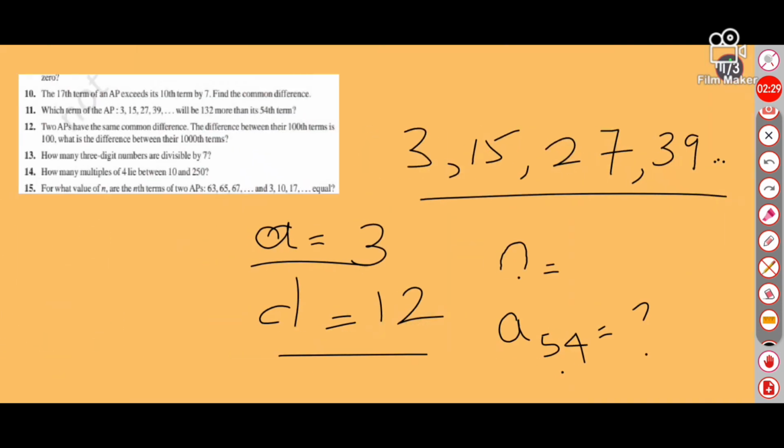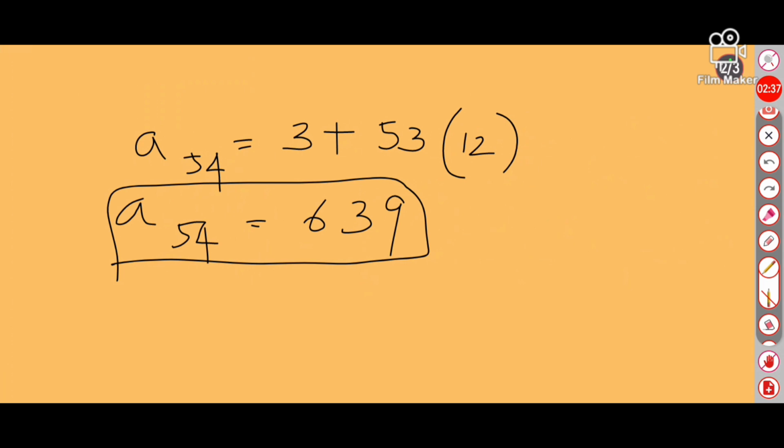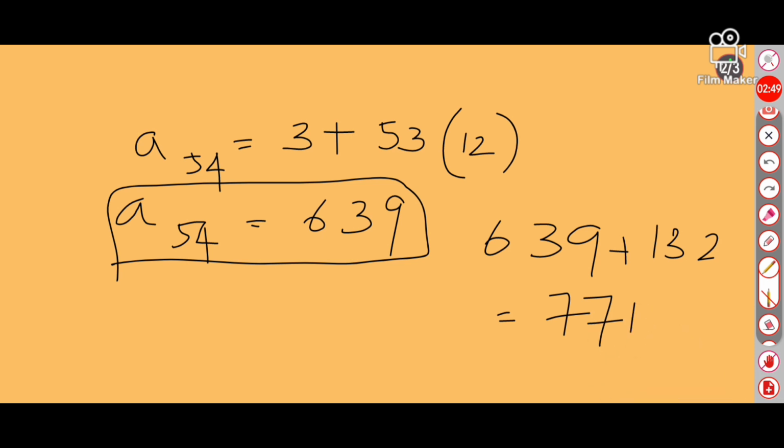Now just see the question. Which term will be 132 more than its 54th term? So they are asking us to find the value of n. The 54th term is 639. Now add 132 to this, right? So 639 plus 132 is 771, and that is the nth term. Just understand what I am trying to say. We need to find the value of n, so which term is 771? That is what the actual question is. So the nth term is 771.